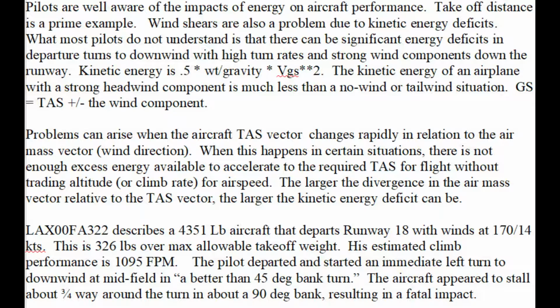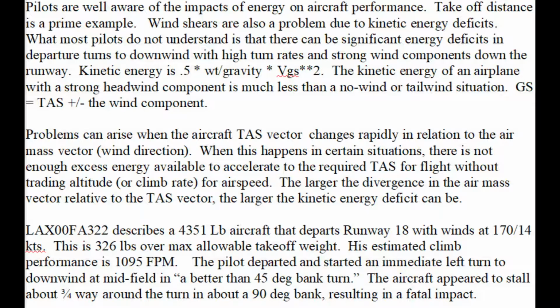Kinetic energy is 1/2 times the weight divided by gravity times the velocity of the ground speed squared. The kinetic energy of an airplane with a strong headwind component is much less than in a no-wind or tailwind situation. Ground speed equals the true airspeed plus or minus the wind component.